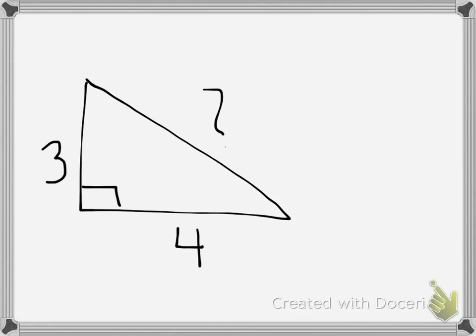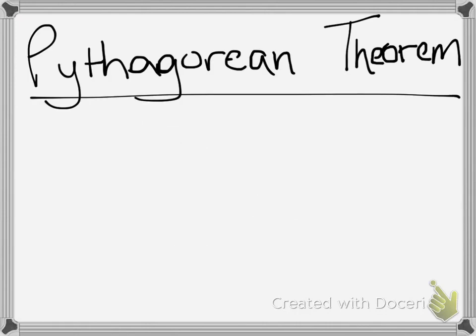Well, in this case, when we knew 2 out of the 3 side lengths of the right triangle, we would use Pythagorean theorem to find the third length. So let's recall what Pythagorean theorem is.